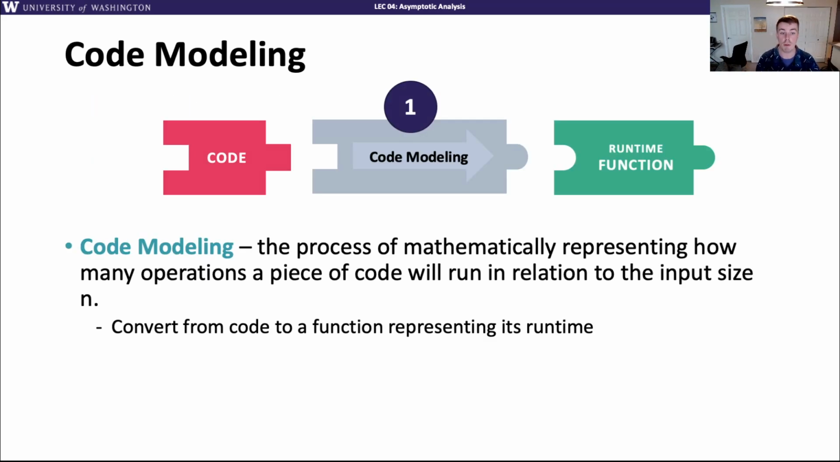And so the process of code modeling is coming up with a mathematical representation of that cost model. And so for us, when we're thinking about runtime, the code modeling tool we're going to use is, in some sense, the number of operations that a piece of code will need in order to run based off its input size. So it's going to be a function that describes how many operations need to happen in order to finish it that relates to the size of its input. Another way of phrasing this is converting code to a function for its runtime. But again, remember, this could be generic to any cost model that you want.